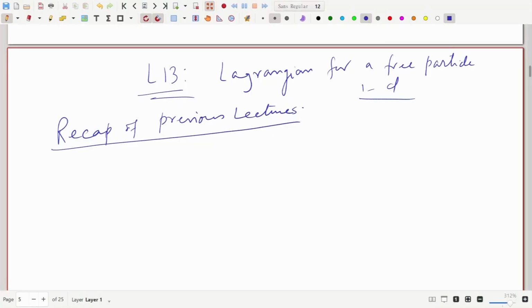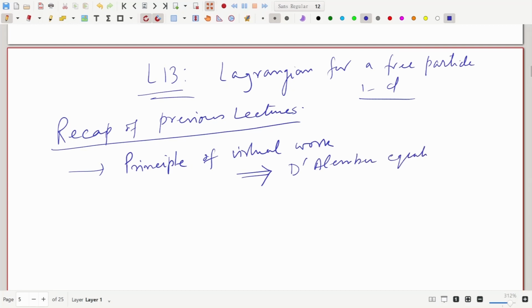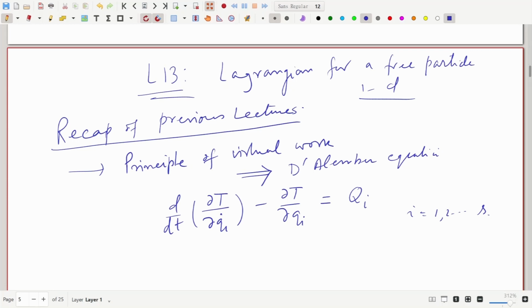So let me recap the past few lectures. We considered the principle of virtual work, and there we obtained D'Alembert's principle, the D'Alembert equation, which is d/dt of ∂T/∂q̇_i minus ∂T/∂q_i equal to Q_i. The capital T is the total kinetic energy of the system, and capital Q is the generalized force, with i equal to 1 to s, the number of degrees of freedom.